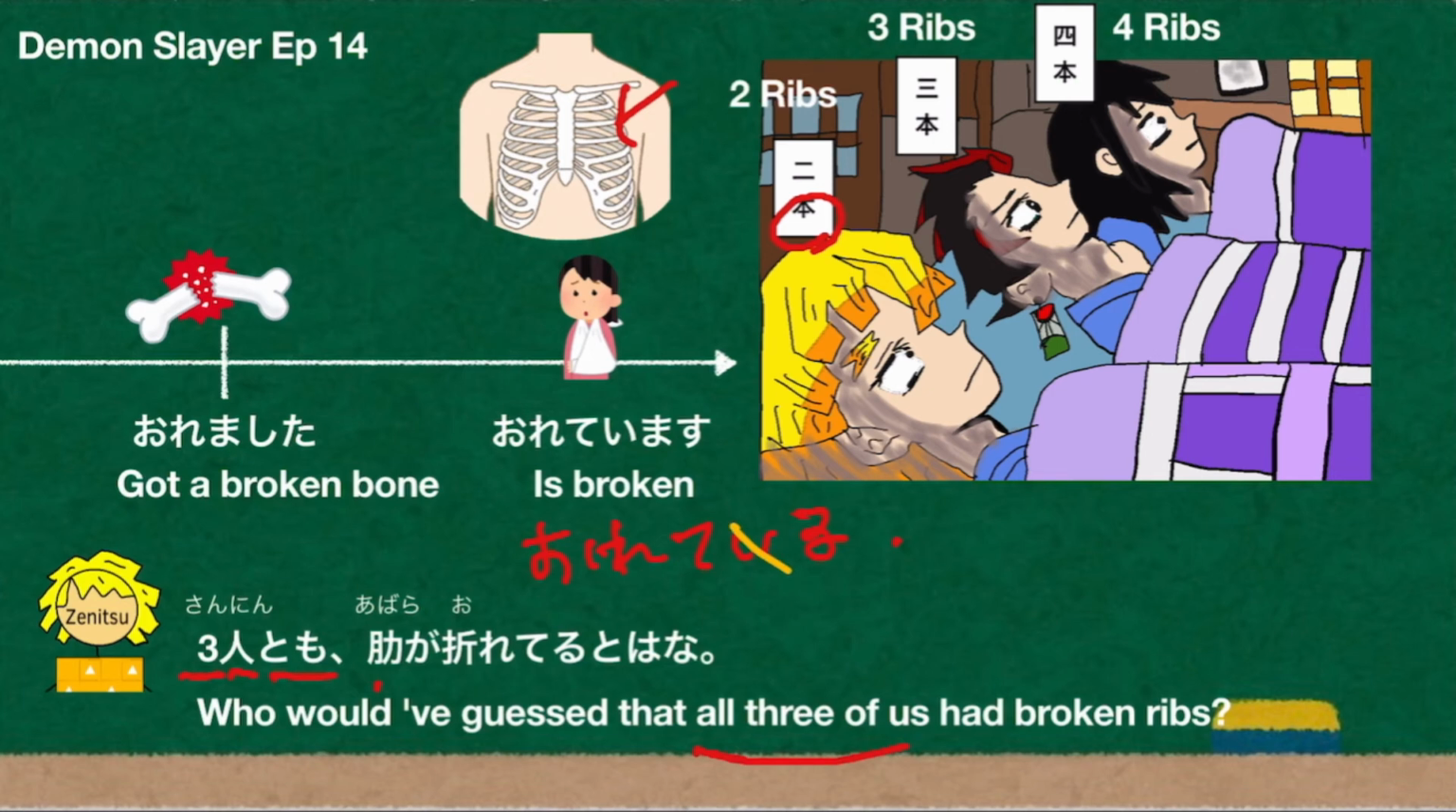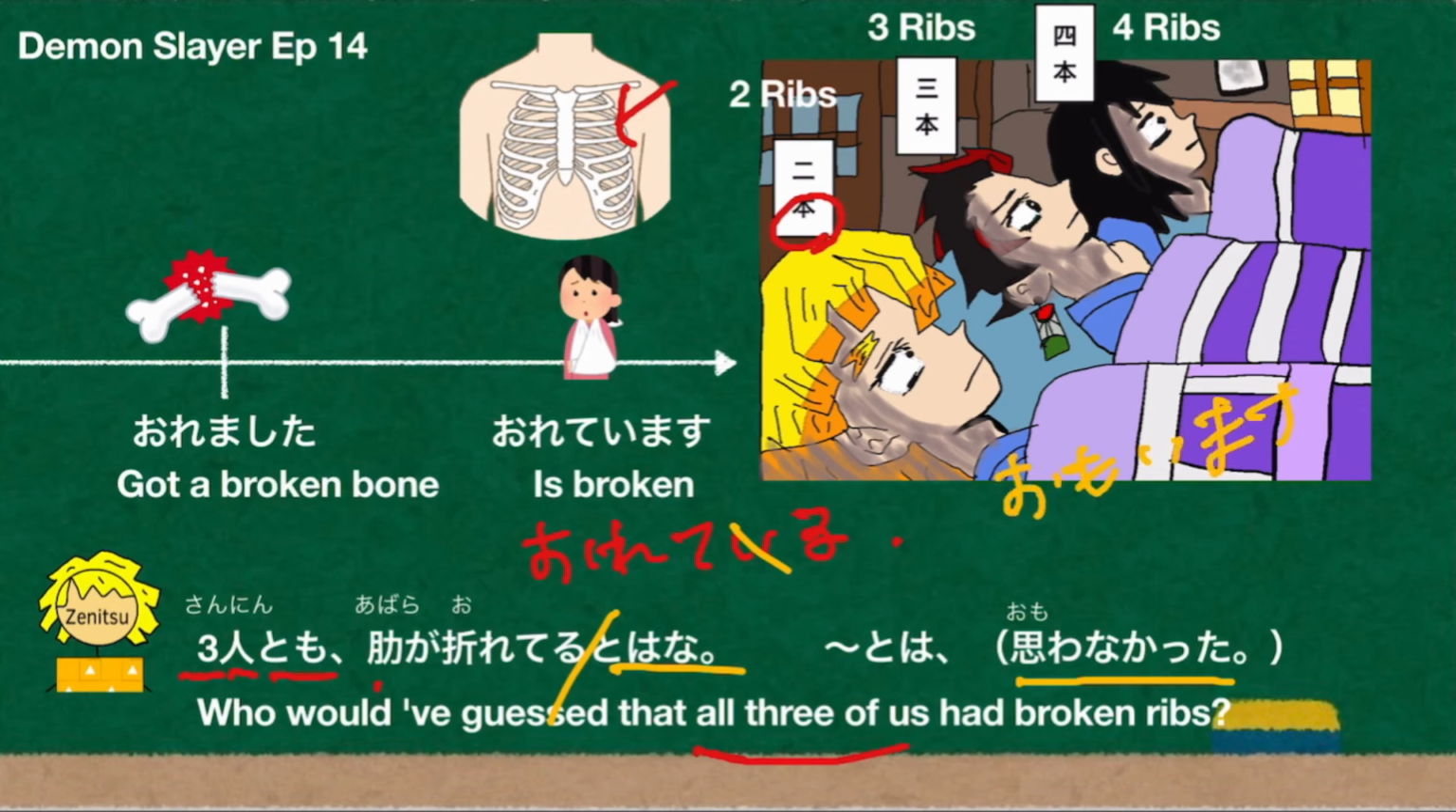When we speak, we just skip the い: 折れてる. So 三人ともあばらが折れてるとはな means 何々とは思わなかった, and it shows surprise. 思わなかった means did not think, so this is past negative. 思います is the polite form of think, 思わない is the ない form, the negative, and past negative is 思わなかった. So this is a sentence we learned already.